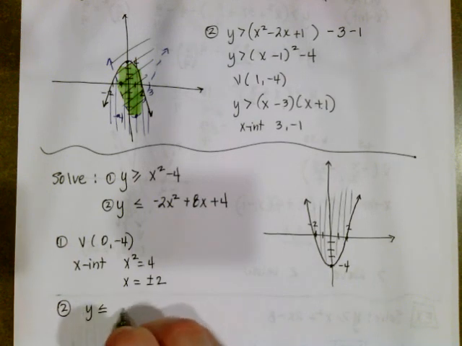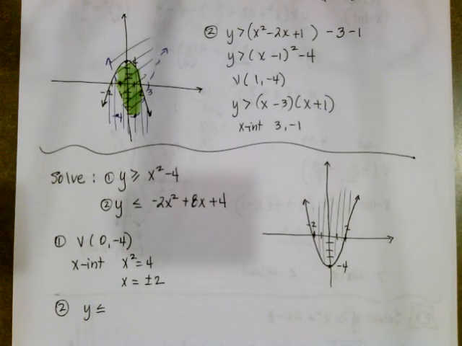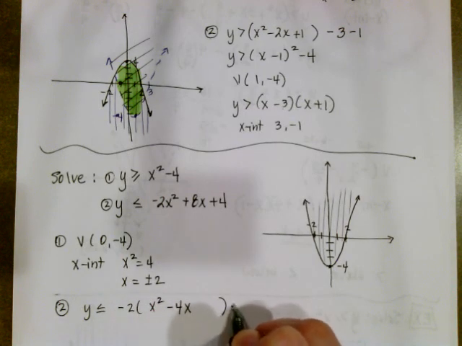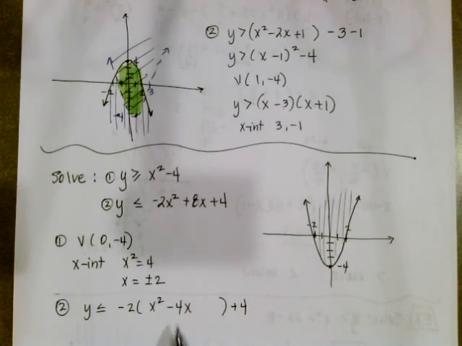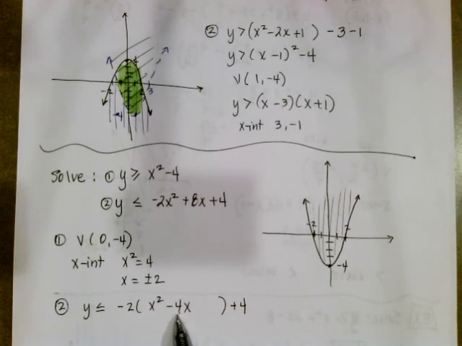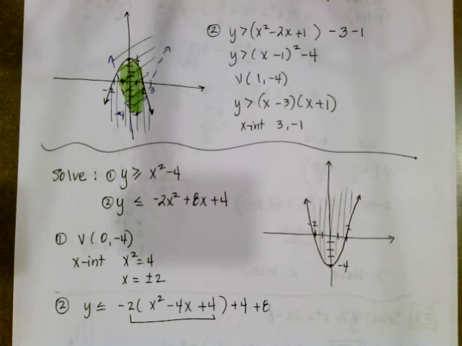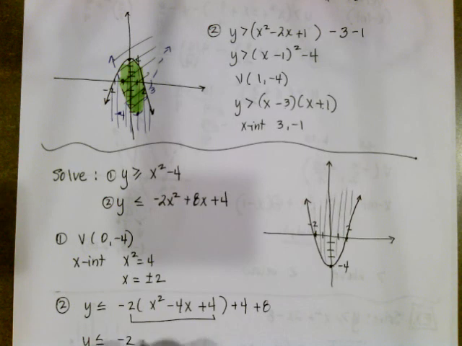All right, there's one. Now let's do our second one. Y is less than or equal to, I'm going to factor out a negative 2 so I can do completing the square. And I'm going to get x squared minus 4x and scoot that 4 over. Half of 4 is 2, squared is 4. But notice that this is a negative 8, so this has to be a plus 8.